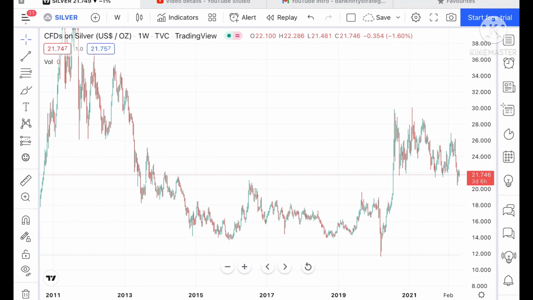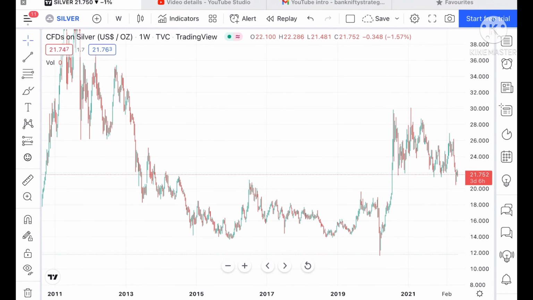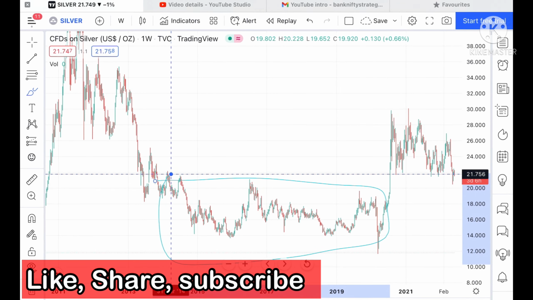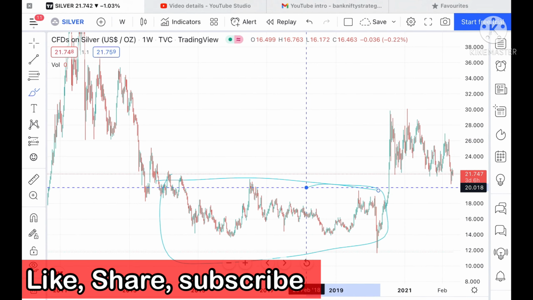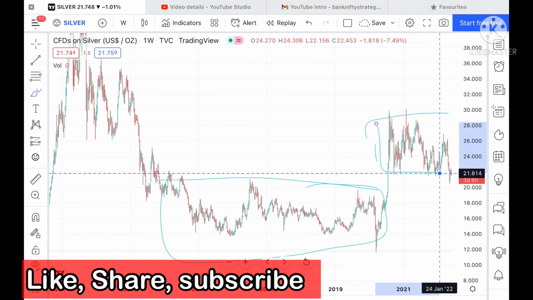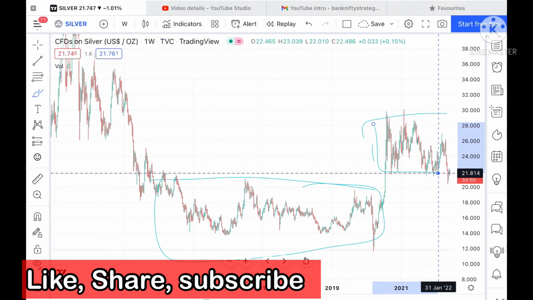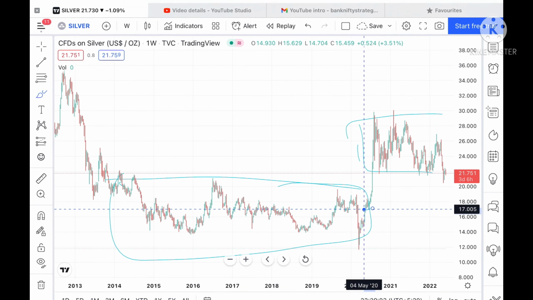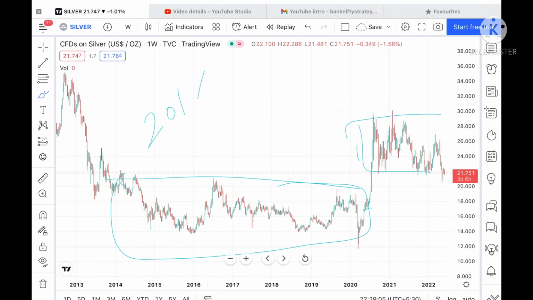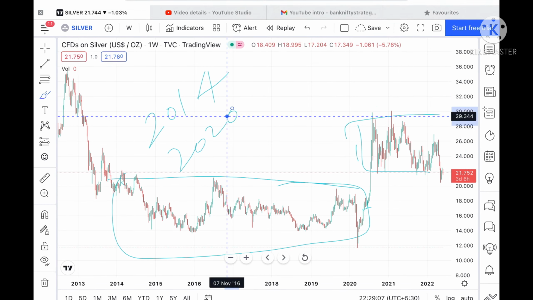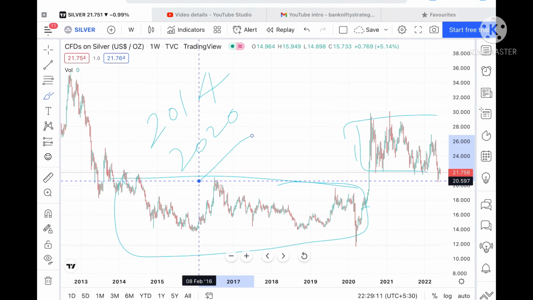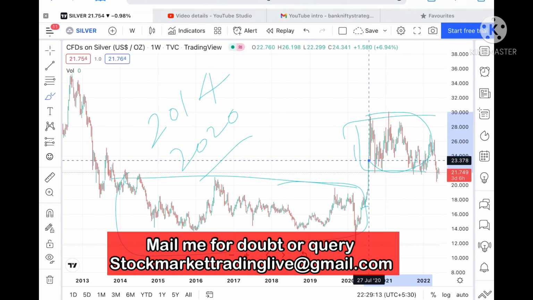So if you look at the chart of silver, what you can see is that there is a range bound market. Okay, this was the range bound, and after that this range has broken upside. We have seen again this particular range. Okay, so if you look at this particular range, this is from 2014 to 2020. The range was there. Okay, after that this particular range has moved upside and made this particular range.